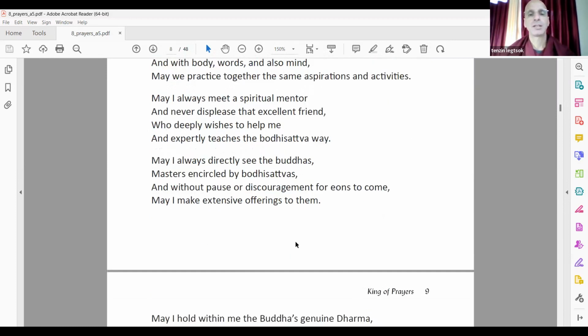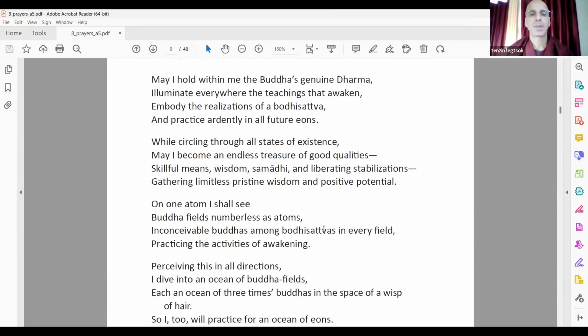May I always directly see the Buddhas, masters encircled by bodhisattvas, and without pause or discouragement for eons to come, may I make extensive offerings to them. May I hold within me the Buddha's genuine Dharma, illuminate everywhere the teachings that awaken, embody the realizations of a Bodhisattva, and practice ardently in all future eons. While circling through all states of existence, may I become an endless treasure of good qualities, skillful means, wisdom, samadhi, and liberating stabilizations, gathering limitless pristine wisdom and positive potential.